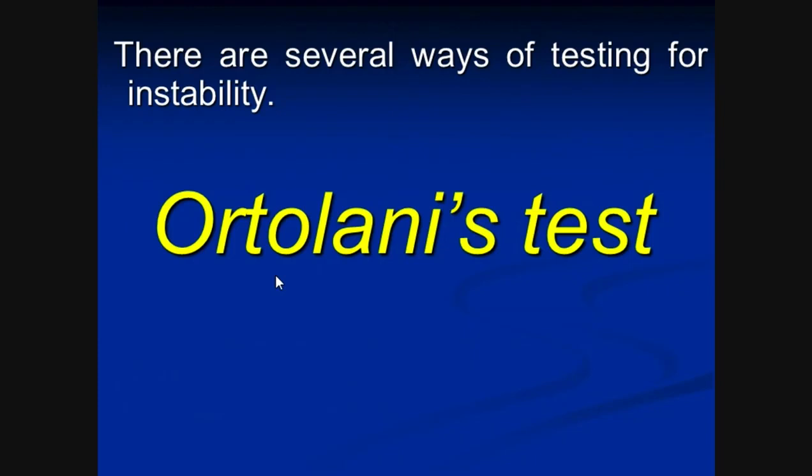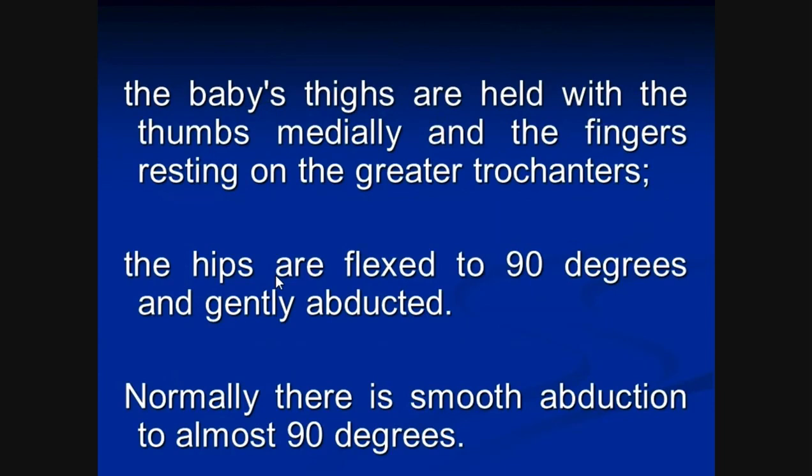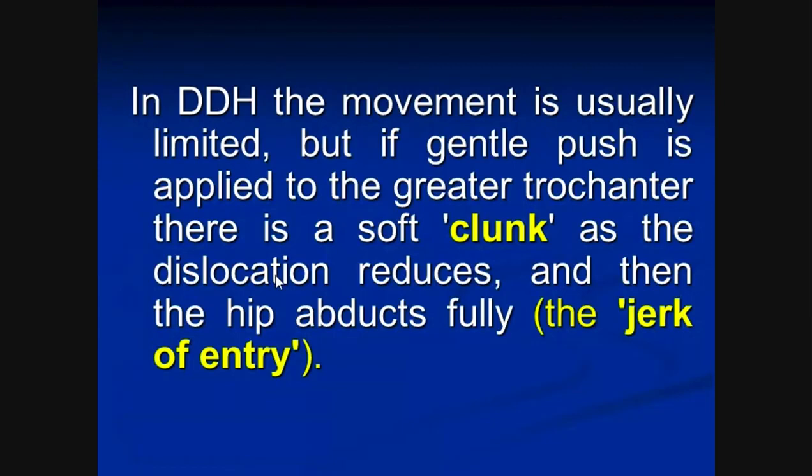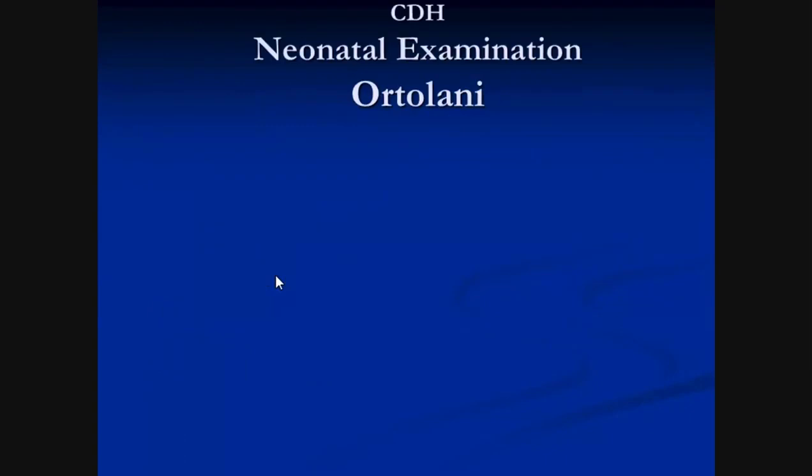What is the Ortolani test? How can we do the Ortolani test? The baby's thighs are held with the examiner's thumb applied medially, and the fingers up, putting the index and middle finger on the greater trochanter. The hip is flexed to 90 degrees and gently abducted. Normally, there is a smooth abduction to almost 90 degrees. In DDH, the movement is usually limited. But if a gentle push is applied to the greater trochanter, we can feel a clunk as the dislocation is reduced back to its position. It is a jerk of entry.